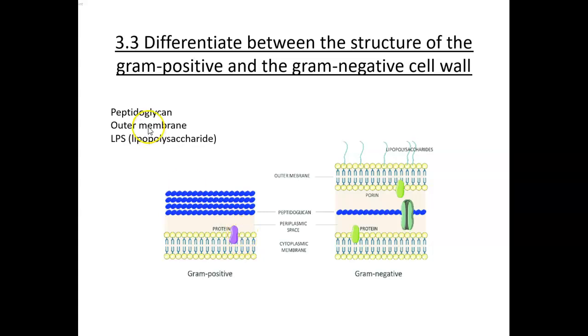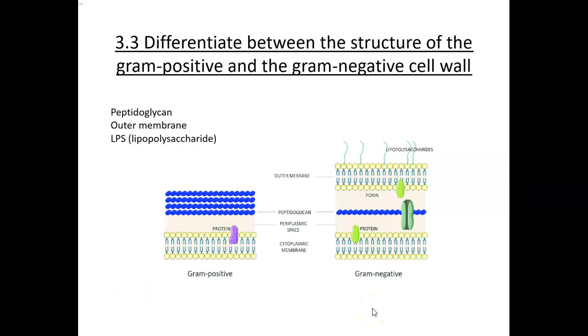In gram-positive cells, they have this weird protein carbohydrate thing called peptidoglycan. That sounds like a really weird word, but it's a word that you'll get used to.